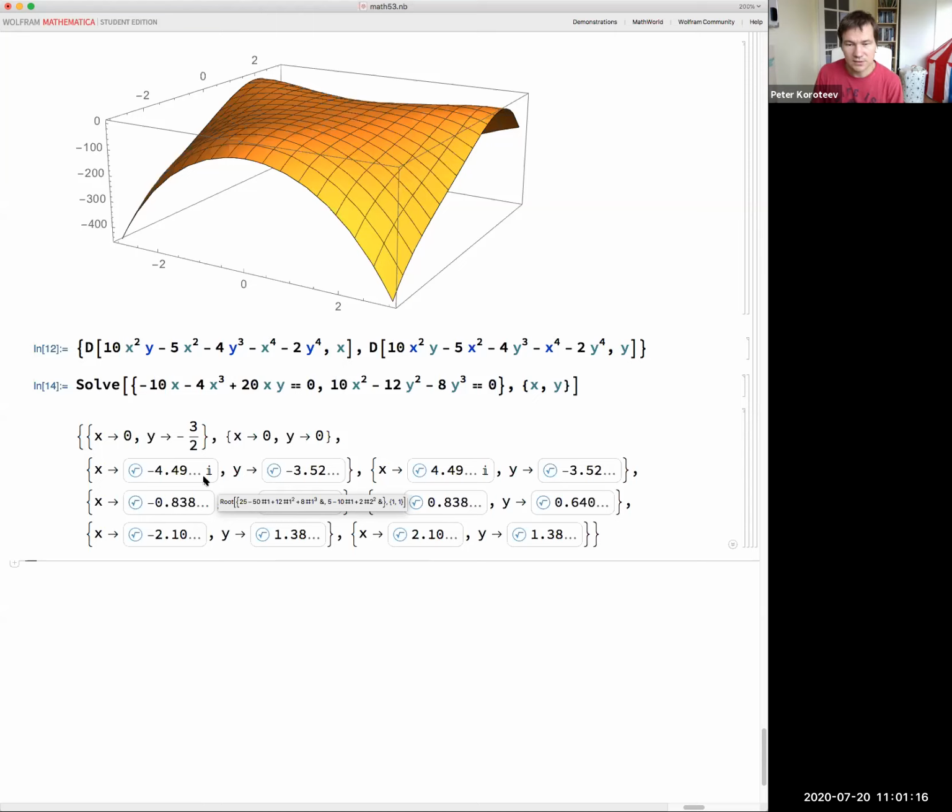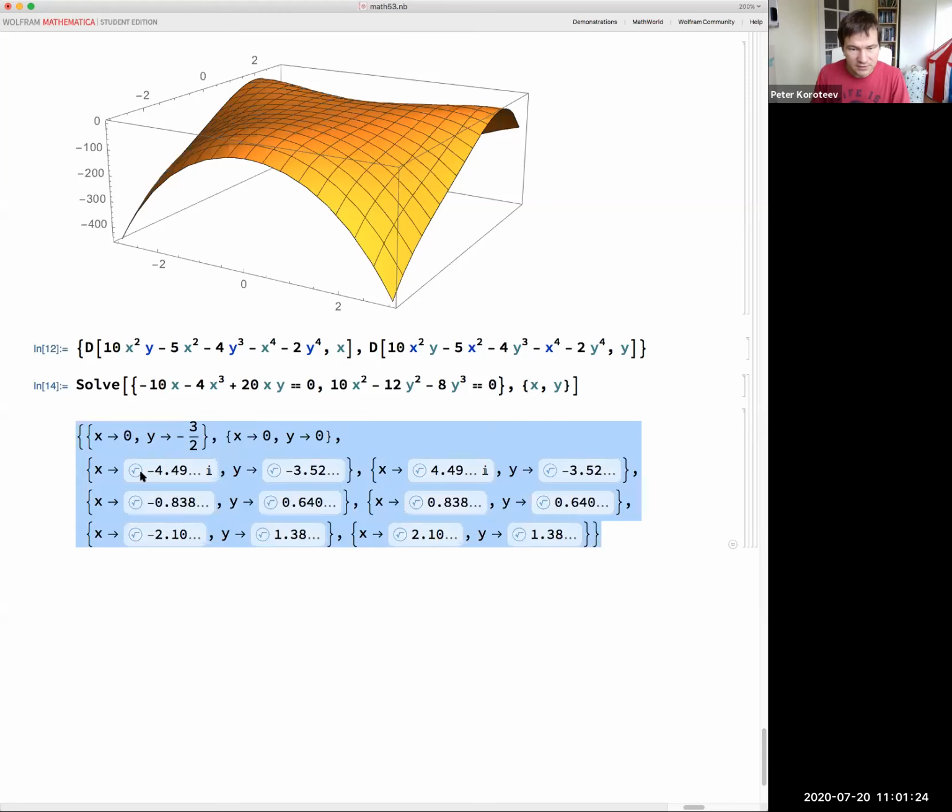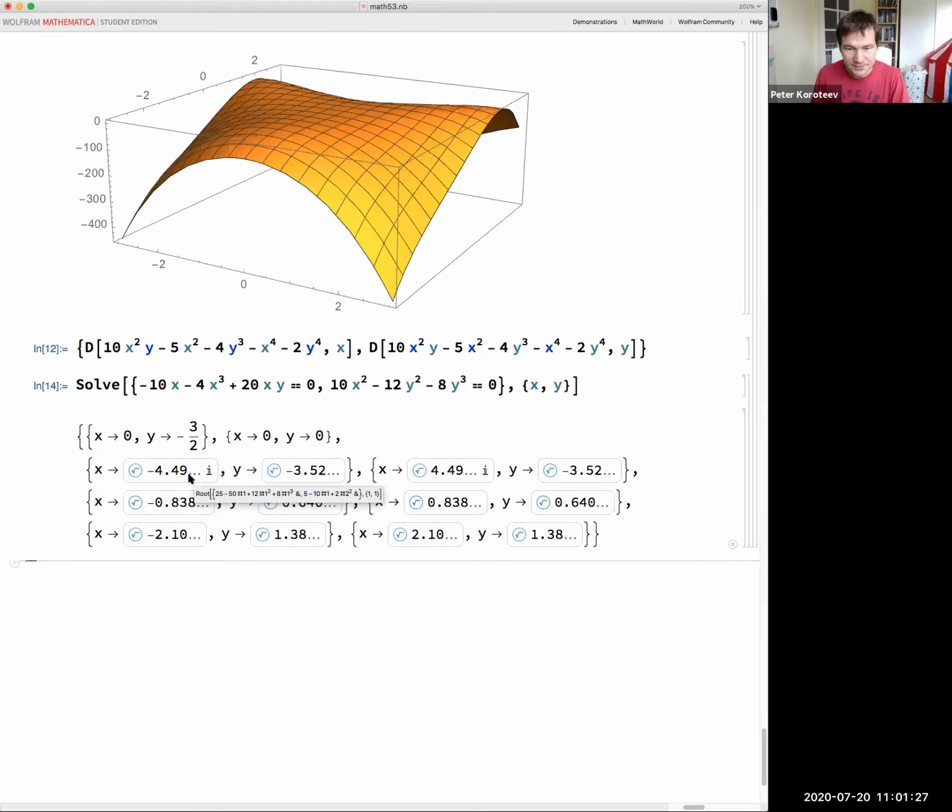And then there are 6 more solutions, which are solutions of some cubic equations. There's a root formula, but you can spell it out. It says it's a root of some cubic polynomial here, evaluated at that point. So these are the solutions.